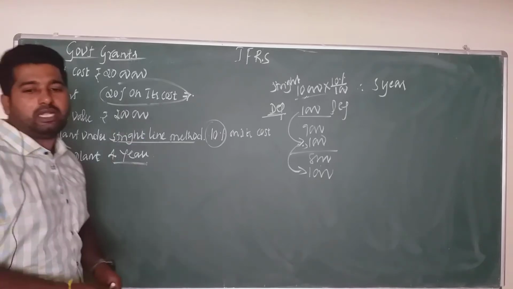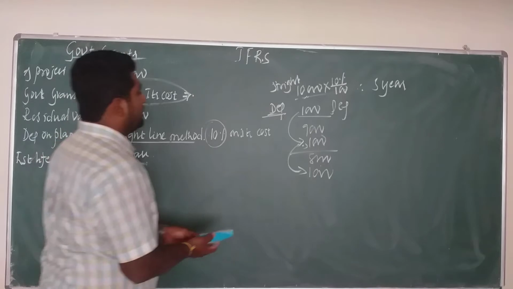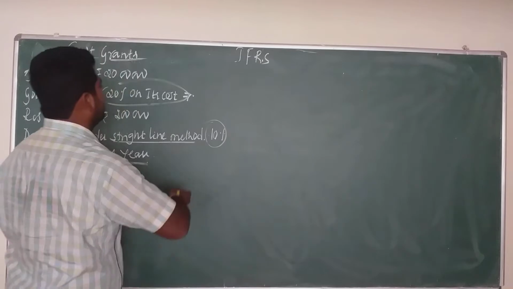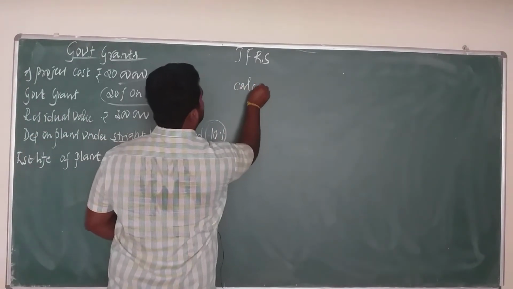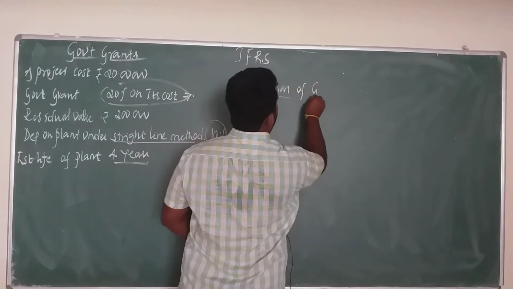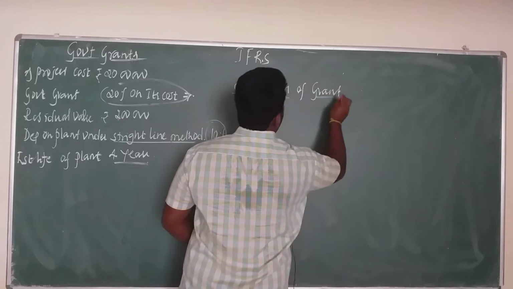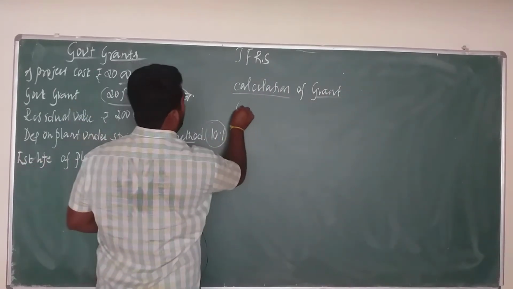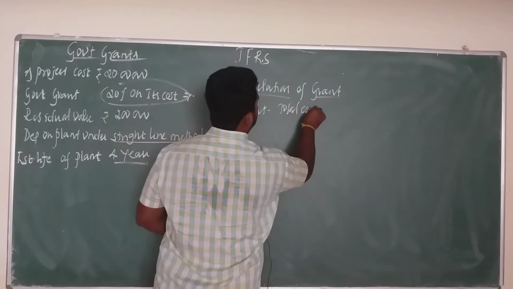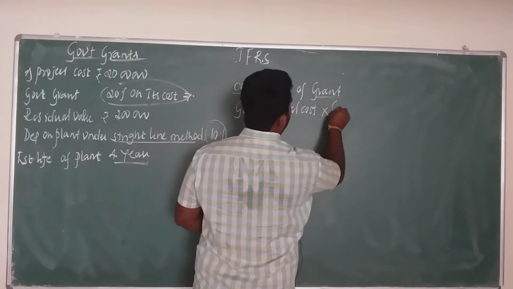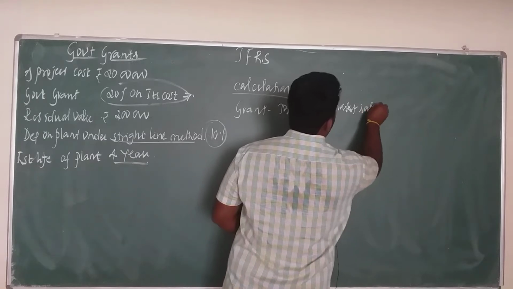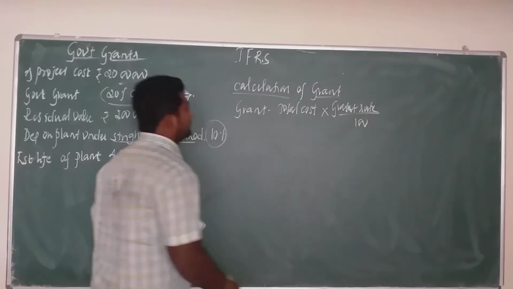For example, now we go for the working note of depreciation along with government grant. Now the first calculation is of grant. Grant equals total cost into grant rate divided by 100. Now come to the question once again.